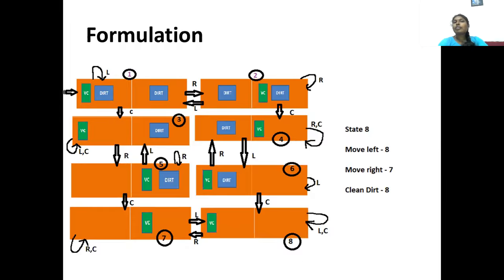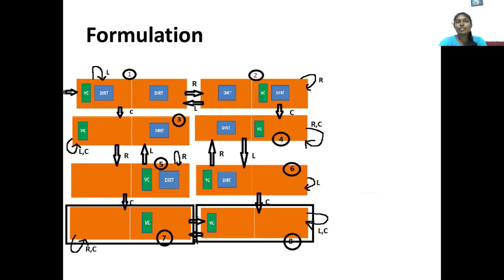Okay, so this is how we formulate the transitions for a vacuum cleaner problem. Now the initial state is that both the rooms are dirty and the vacuum cleaner is placed in any one of them, mostly in the left side room. And the goal state is that the vacuum cleaner can be in any of the rooms, but both the rooms are clean. Our condition is that both the rooms should be clean.